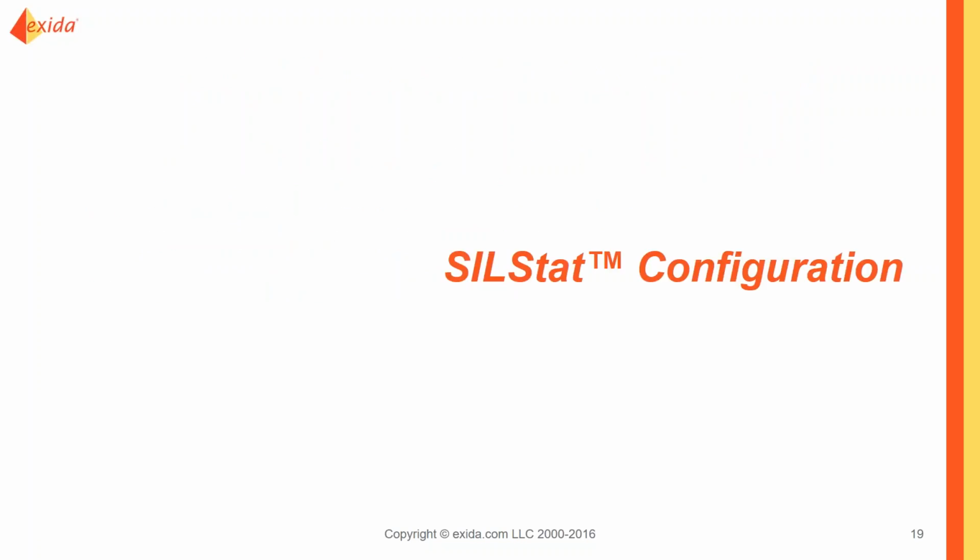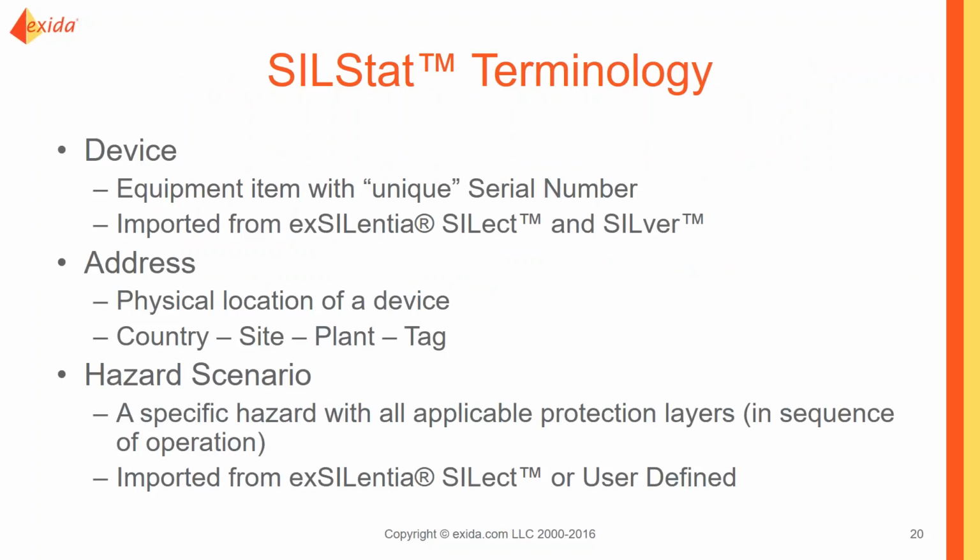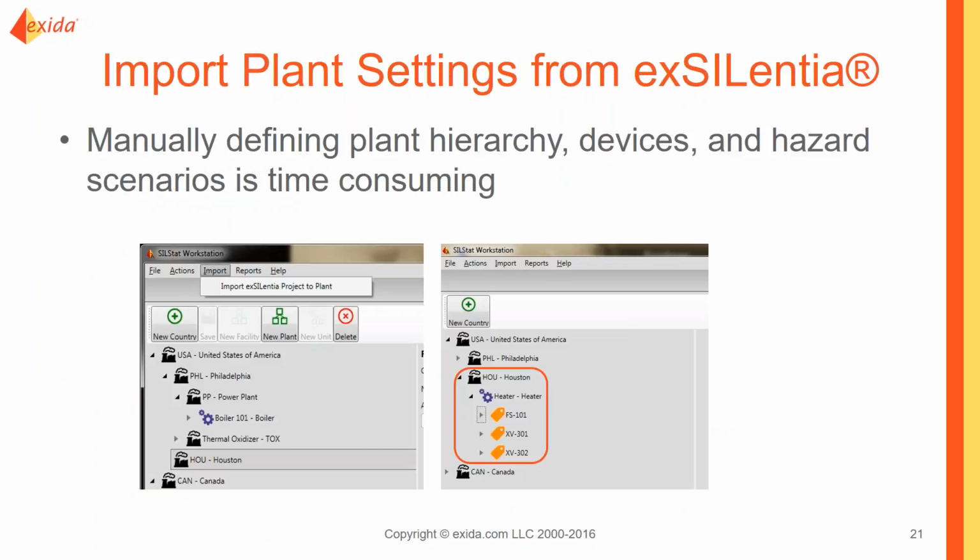And now I'm going to walk you through how the tool works. As I mentioned earlier, in SILStat we keep track of a device, other devices of that type, and the device location, which we call the address in SILStat. We also keep track of possible hazard scenarios and their IPLs. This information can be input by the user, or it can be imported from Exoda. So if you're already an Exoda user, this is extremely easy. And if you plan to use it in the future, it may save you a lot of time, perhaps some money. But again, regardless of how you input the data, the tool is extremely helpful.